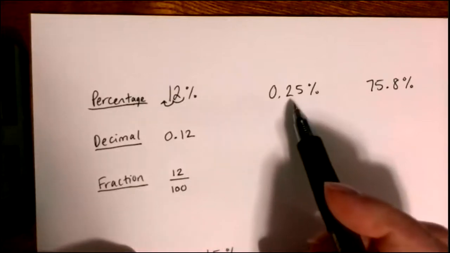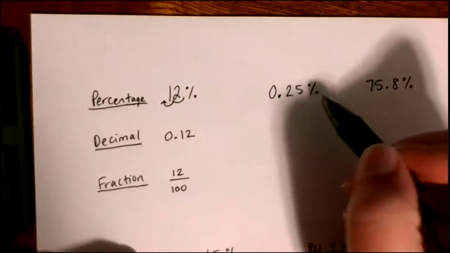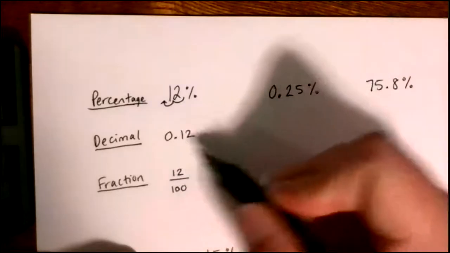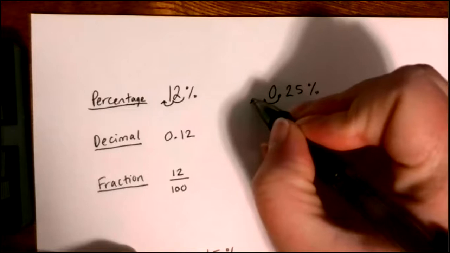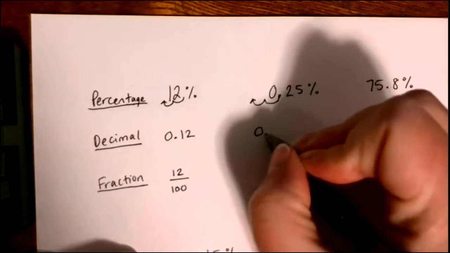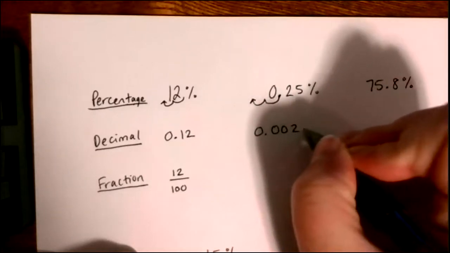Now the second one here, 0.25%, we want to change that into a decimal. Just move your decimal 2 places to the left, so 0.0025.